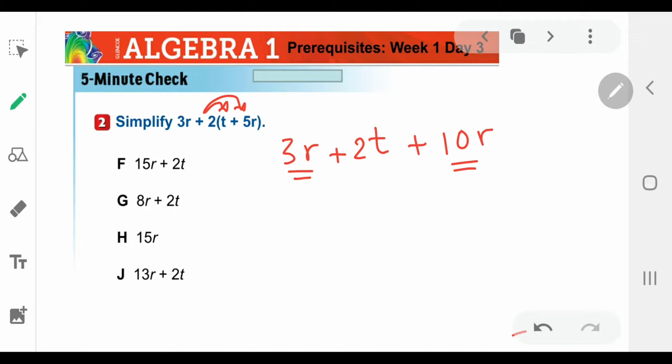So to simplify this expression now, I will add the bananas all together. 3r and 10r will be 13r. It can never be added to 2t. 2t is a different or unlike term. And that's it. It is totally simplified. It cannot be simplified any further. It means the answer is J.